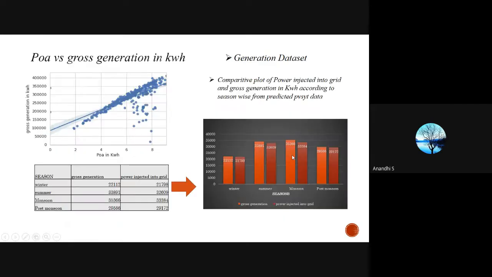I have also extracted data like gross generation and power injected into the grid from the PVC software. This one is the gross generation data, and this is how much power was injected into the grid. And here we can see the difference.